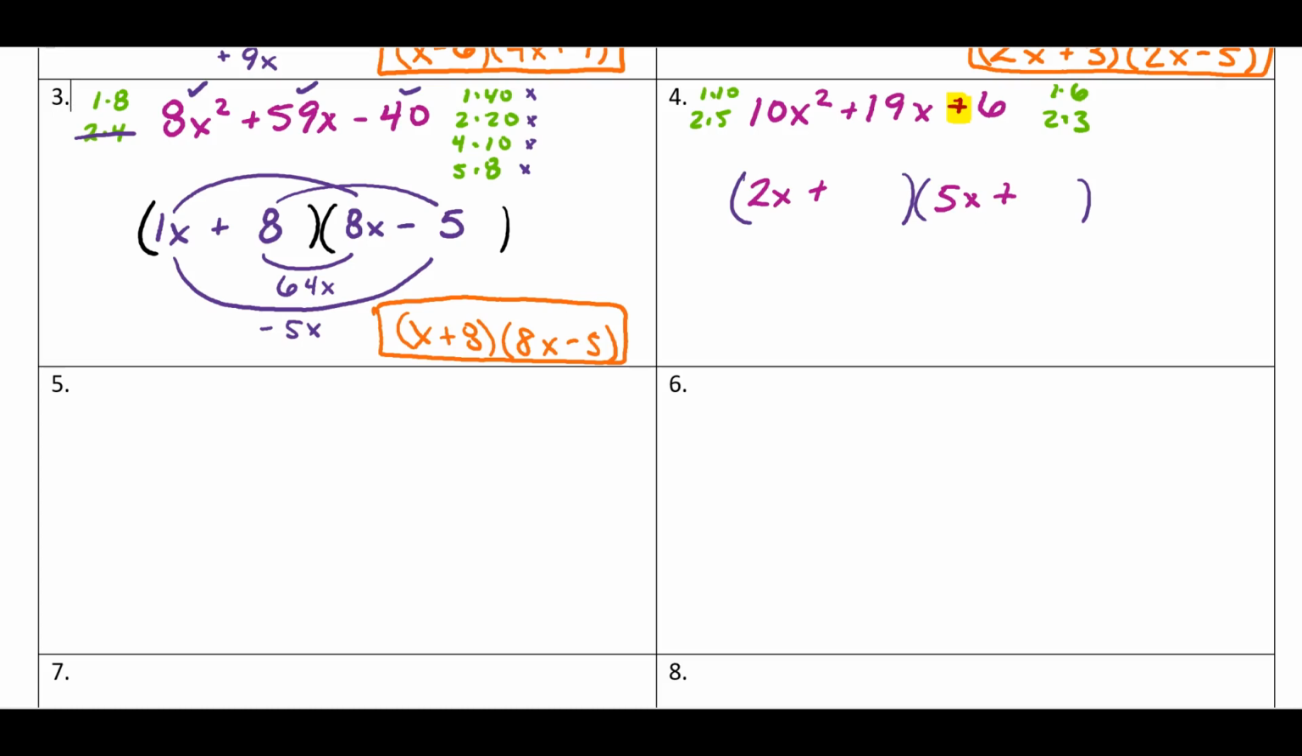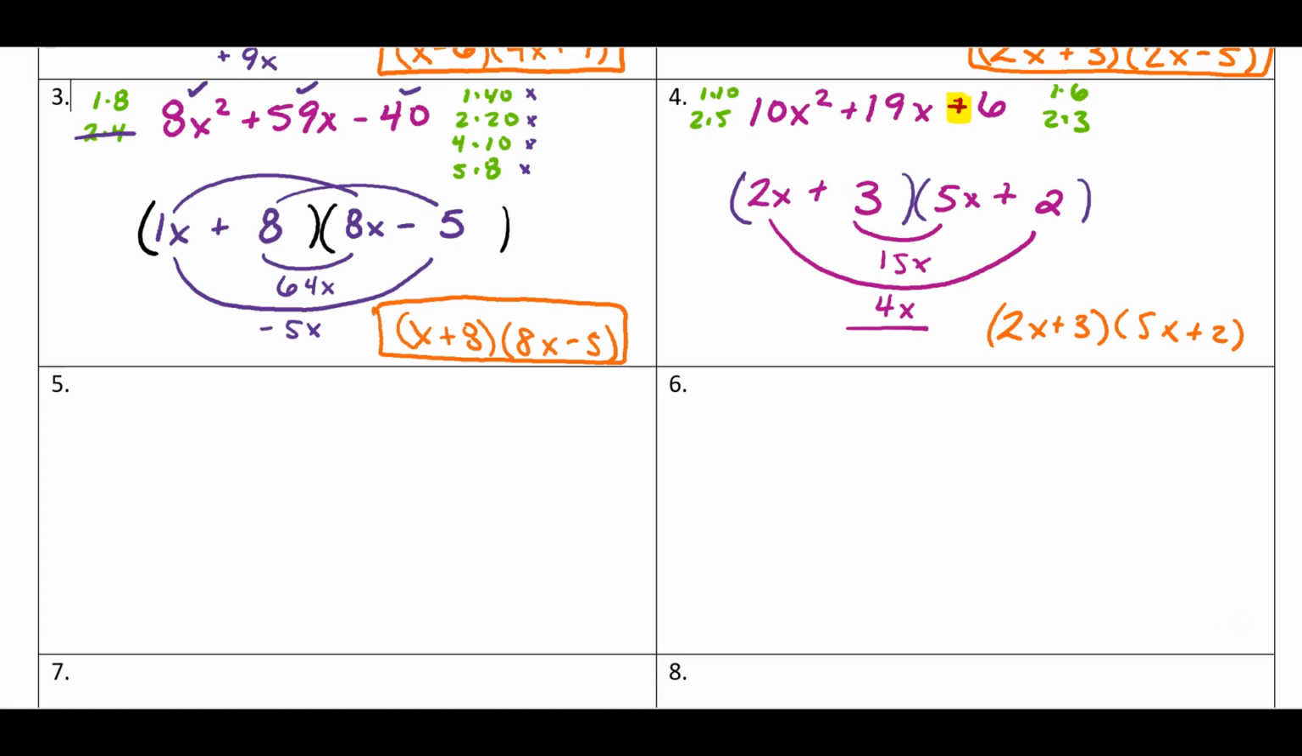So I'm going to actually reverse that and put a 3 here and a 2 here, which is going to give me 15x plus, sorry, 4x, which adds up to 19x. So you should have gotten that your factors are going to be 2x plus 3 times 5x plus 2.